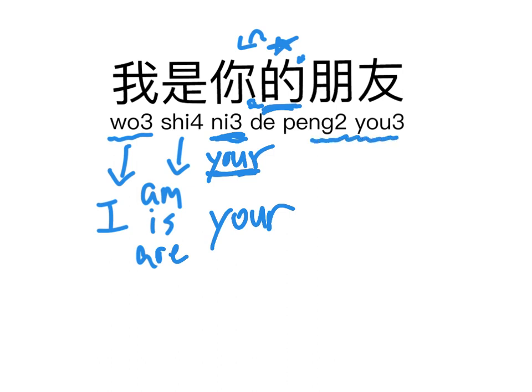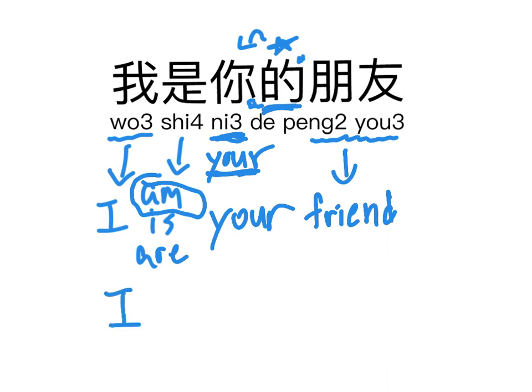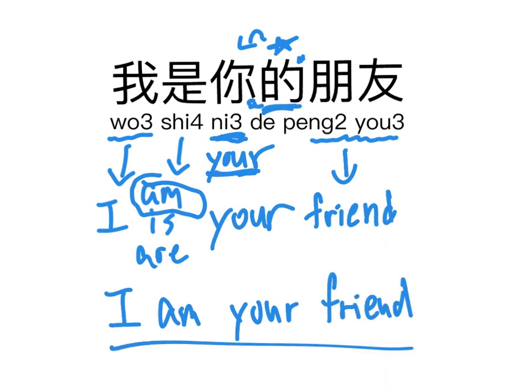and then 朋友. This is a noun which means friend. It's also written in HSK1, under the noun section. Okay, so now let's do elimination. I am your friend, I is your friend, or I are your friend. Of course, obviously, we can choose "am." So the translation for 我是你的朋友 is "I am your friend." Simple as that.